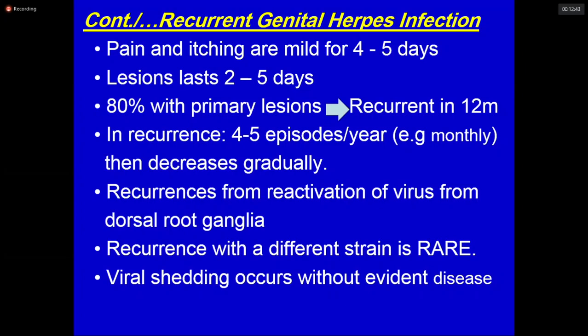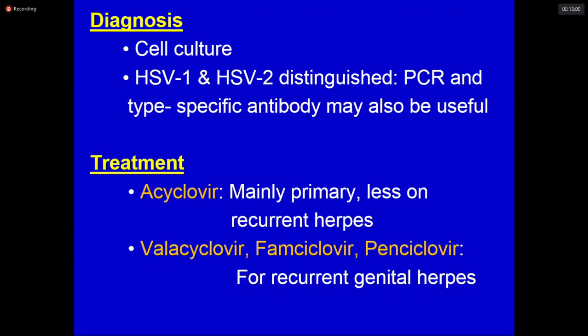Recurrence with a different strain is rare. The recurrence is usually with the same strain. Viral shedding occurs without evident disease because these patients are carriers of the virus. So shedding can occur. Diagnosis: cell culture. How to distinguish between type 1 and type 2? We said by PCR, also type-specific antibody may be helpful.